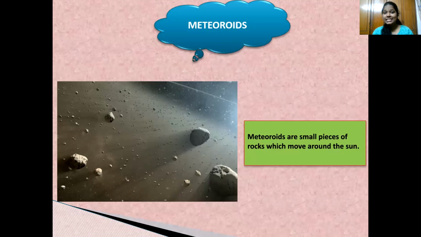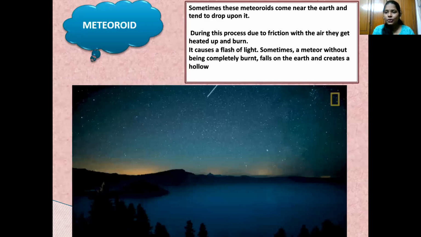The next celestial body is meteoroids, right? So a meteoroid is again a small piece of rock, which is also revolving around the sun. So what is a meteoroid? Have you seen any falling star? Toota hua tara? Do you think that is a star? Because what we have studied is that a star is very big in size. So it is not a star, it is basically a meteoroid.